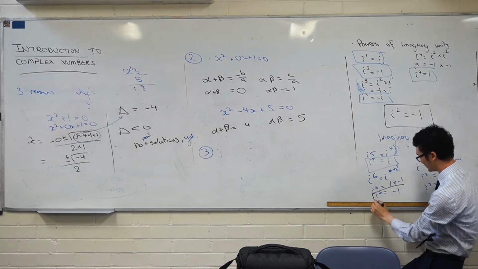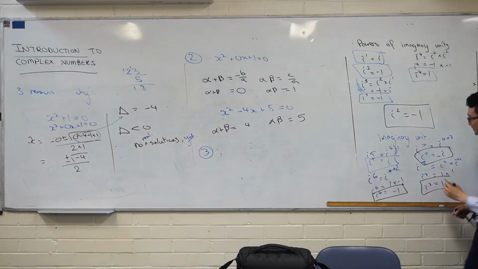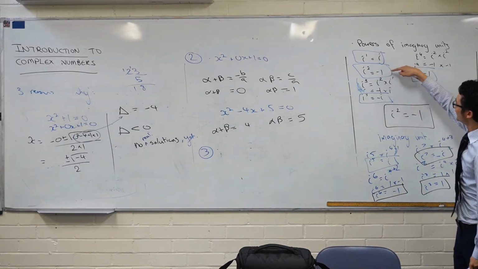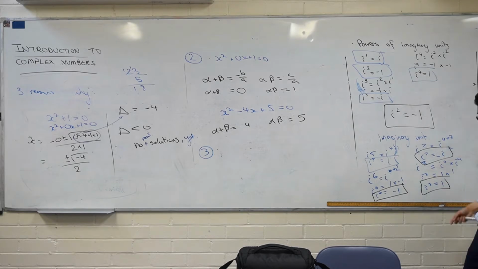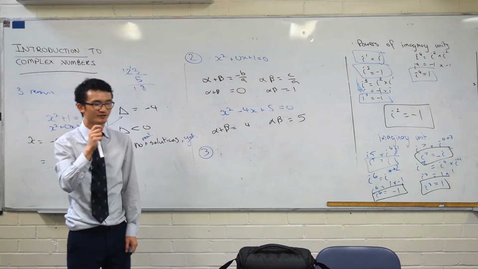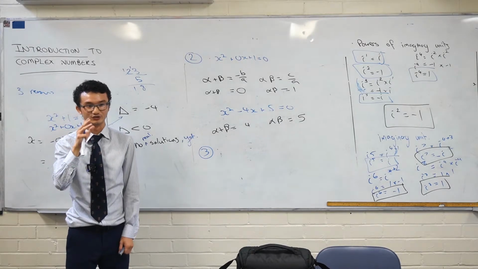Sorry, this is getting a little messy, but it seems like it kind of repeats, right? After iterations of 4. So we got i, -1, -i, 1. And i, -1, -i, 1. And this is my last and potentially one of the most visual ways of understanding why imaginary units do exist.